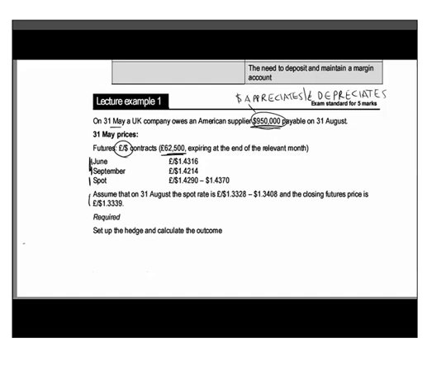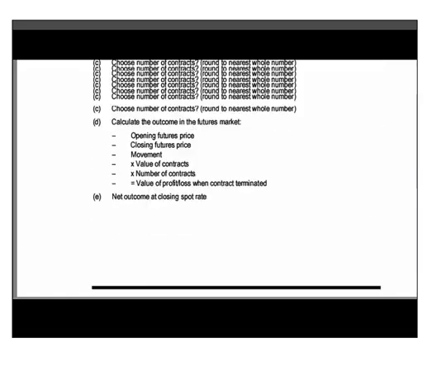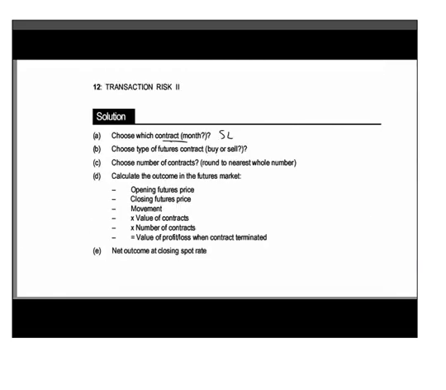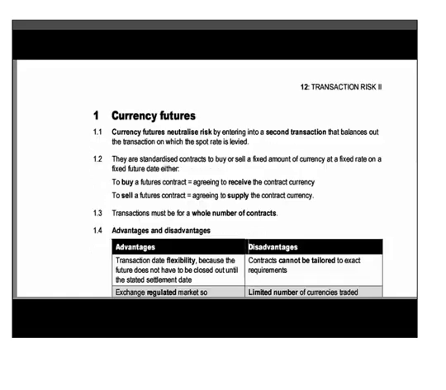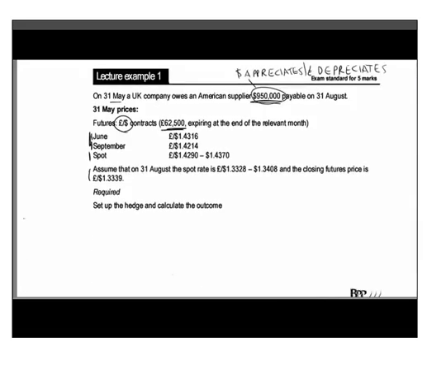Next, we need to decide, are we going to buy or sell the contract? Now the contract, remember, is denominated in units of £62,500, so the contract is in sterling. What we're worried about is that the dollar appreciates and sterling depreciates. So what we're trying to do with futures is effectively make a bet that sterling will depreciate.